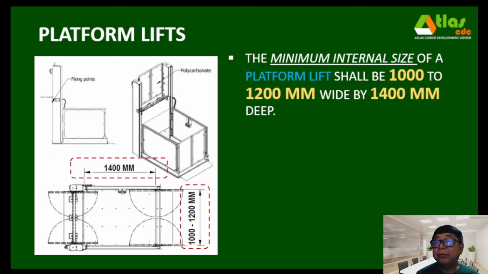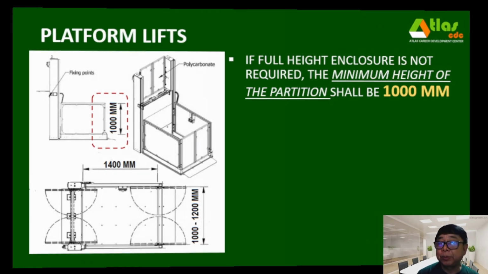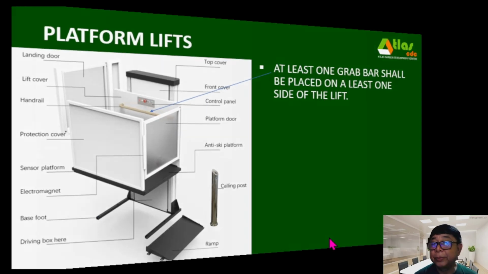A platform lift shall have a minimum internal size of 1 meter to 1.2 meters wide. This is the width, and a depth of 1.4 meters. If full height enclosure is not required, then the minimum height of the partition shall be at 1 meter. At least one grab bar shall be placed on at least one side of this platform lift.